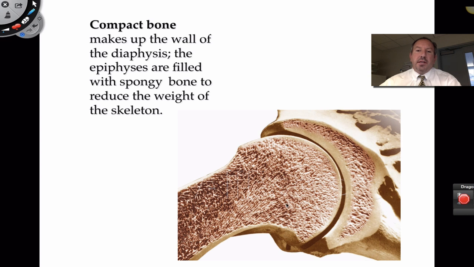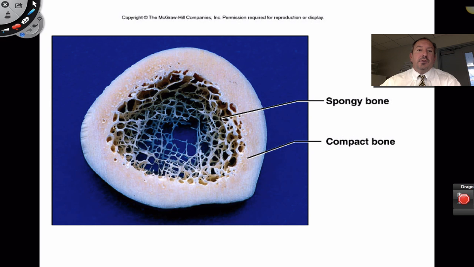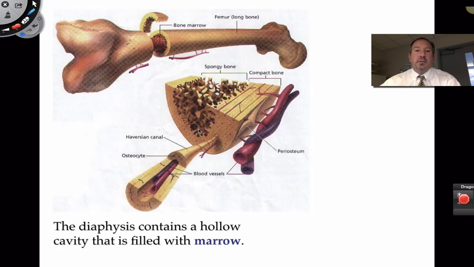This is a great shot showing how the compact bone is found around the outside of the bone, and then on the inside is the spongy bone right in here. The cartilage would be on the outside of the bone here, and this is the joint where two bones are coming together. And so compact bone is on the outside and spongy is on the inside. So the spongy helps to keep the bones a little bit lighter in weight. Here's a great photograph as well showing the compact bone and the spongy bone right in here, cross section of a bone. What's inside the spongy bone is marrow.